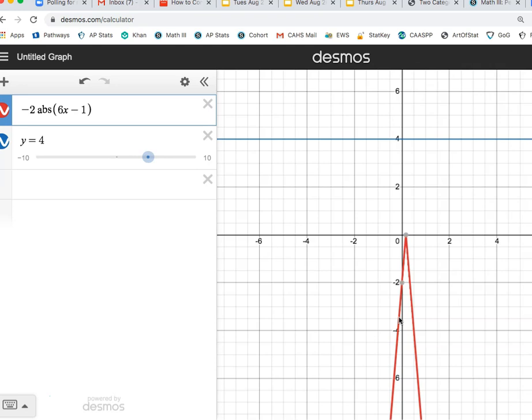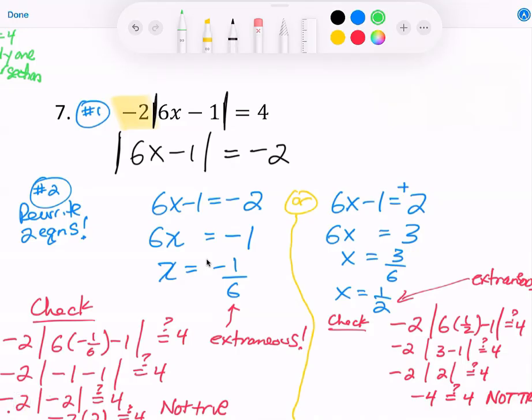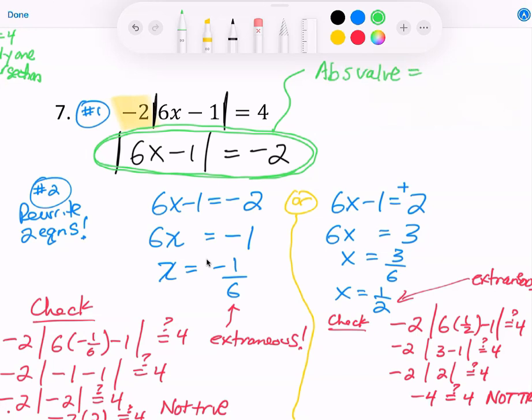There's another way at the very beginning that you could have told that we're going to get no solution. Let's go way back to this step right here. This is something that will be really helpful for you to observe. At this step, we have an absolute value on the left equaling a negative number. That right there is impossible. If the absolute value is isolated, it cannot equal a negative number. So at this point, we would know there's no solution.